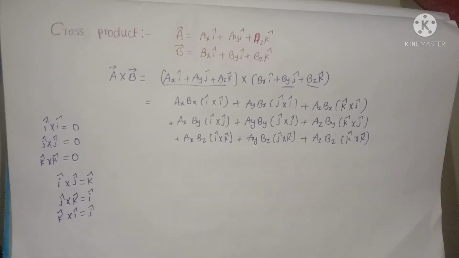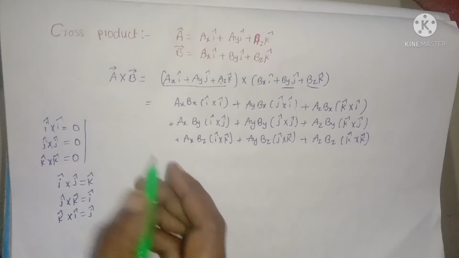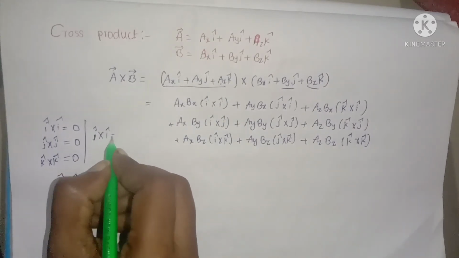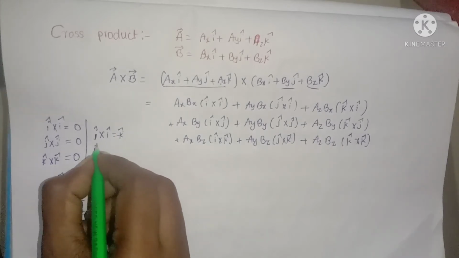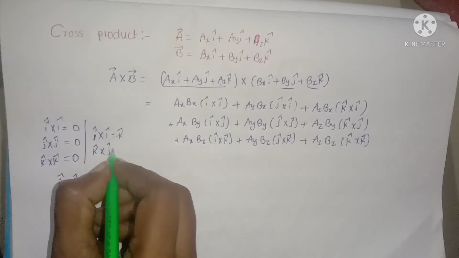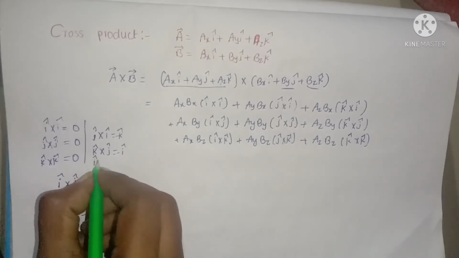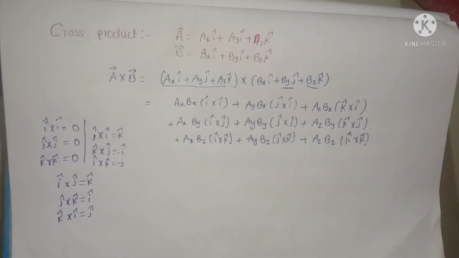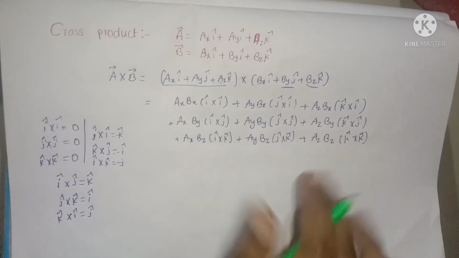When the unit vectors are in clockwise direction, what is the condition here? j cross i equals minus k cap. k cross j equals minus i cap. i cross k cap equals minus j cap. So remember these conditions. Now this is applied here.